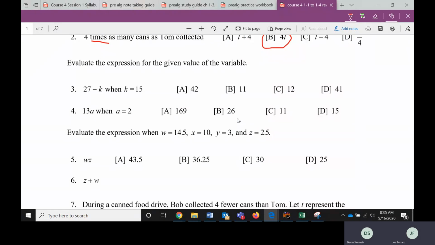Next one, you just plug in the numbers into the variable. So this would be 27 minus 15. And then you just subtract and you get 12. Number 4, 13A means 13 times A. So you have 13 times 2, and we get 26.